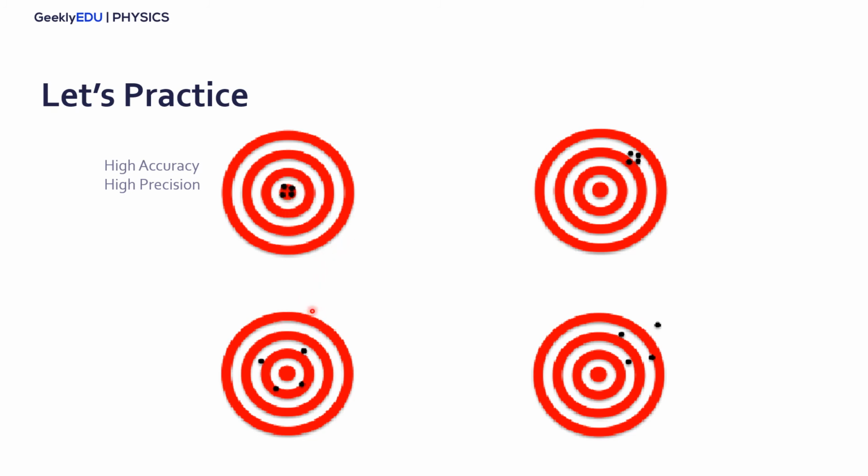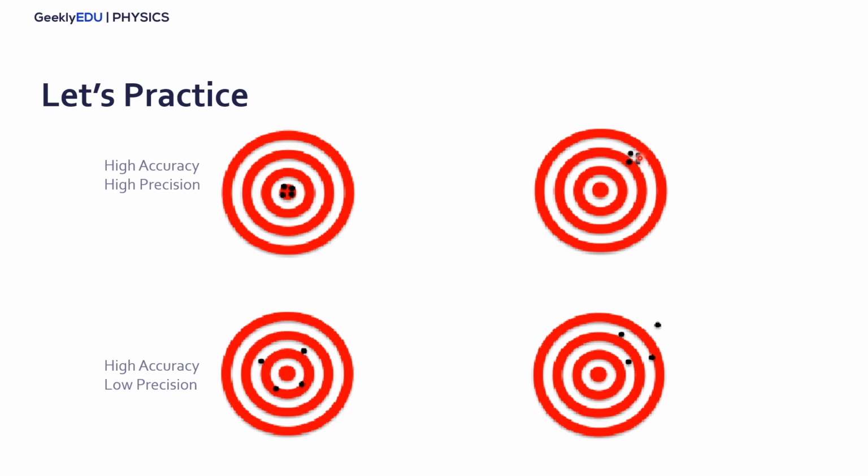Now let's go to the bottom left here. You can see that the shots are really kind of close to the center compared to the other ones, right? But they are a little bit sparse. They're not very close to each other. So it means the shooter has a high accuracy. They're close to the center, but the shooter has a low precision because the shots are not very close to each other.